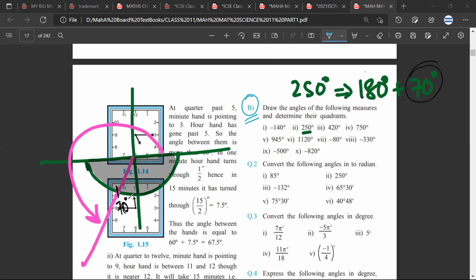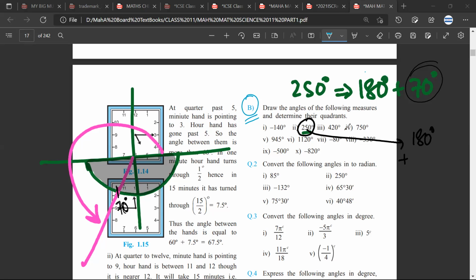So for example, if you are asked this question in the exam, then you will have to be accurate. Usually these kinds of questions are not asked in the exam, but say, for example, in the term paper, they ask you this question, then you have to be exact. So, for example, 250 degree can be written as 180.